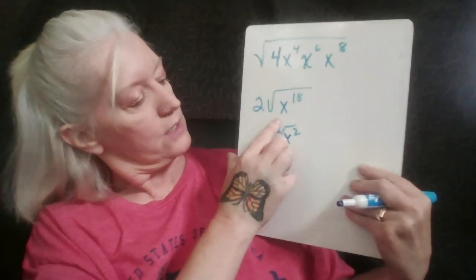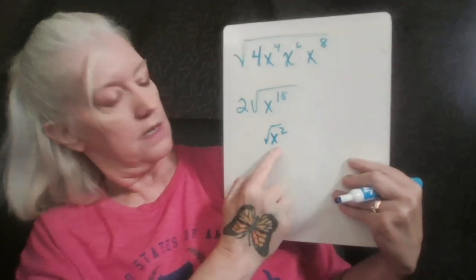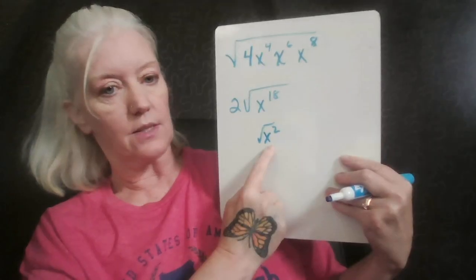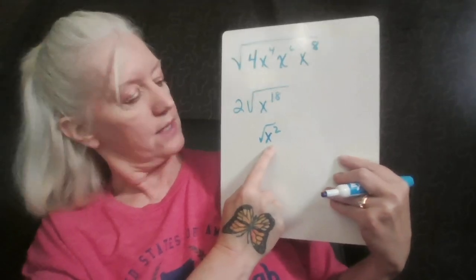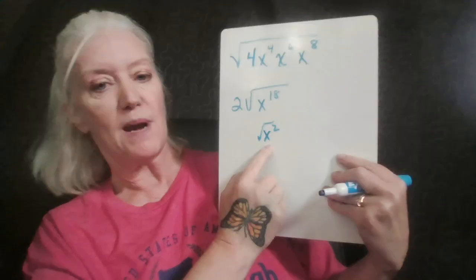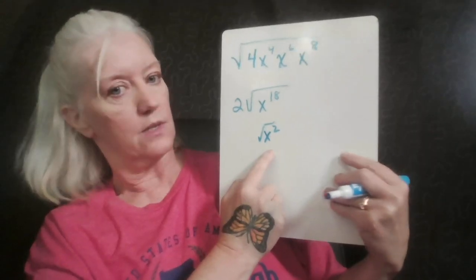If I have this, which the whole thing is just square roots, so if I have that, it's going to come out to be a regular x. X squared square rooted is x. So you're really trying to think of how many of these groups are in here, okay? X to the 18th is really x squared 9 times.